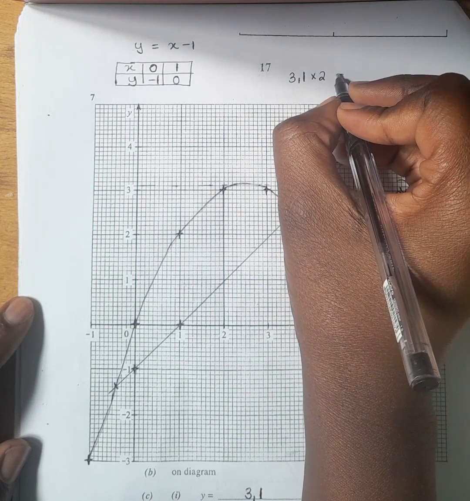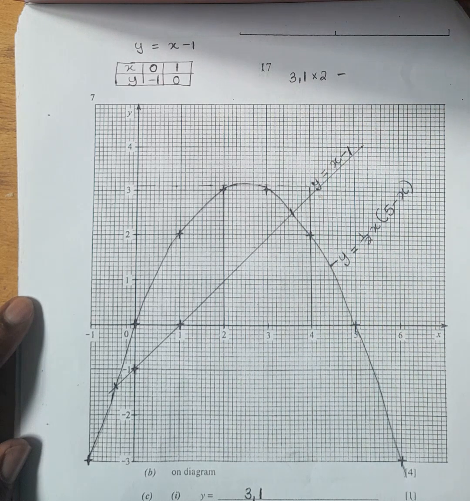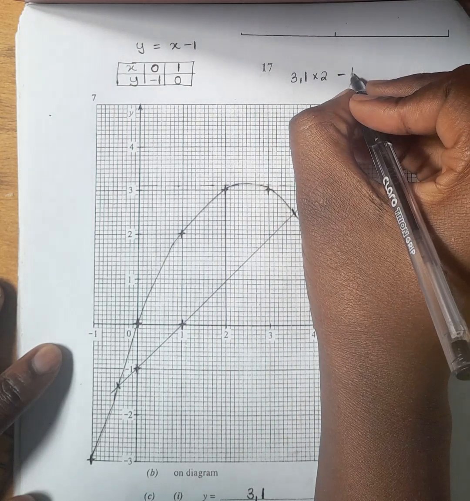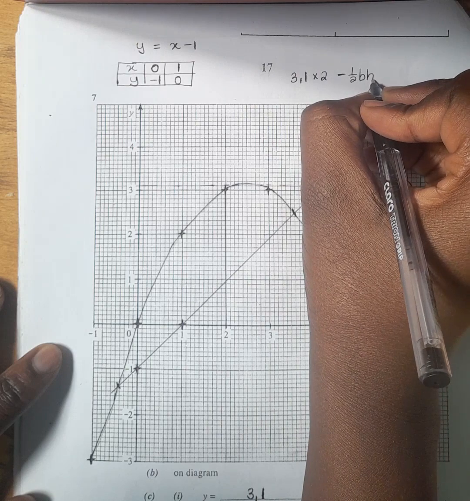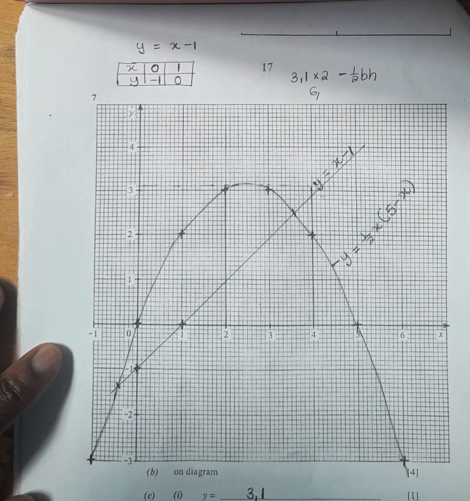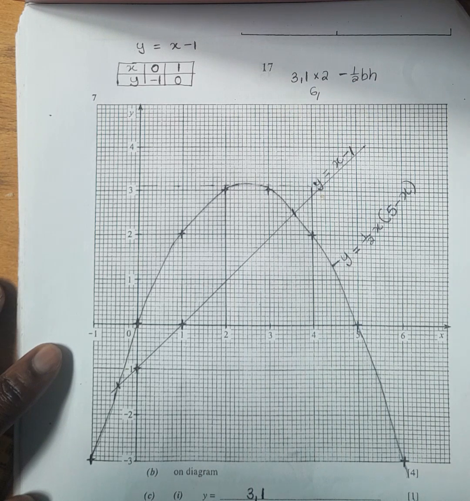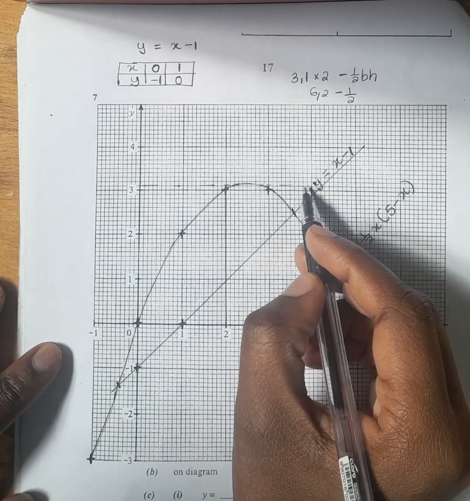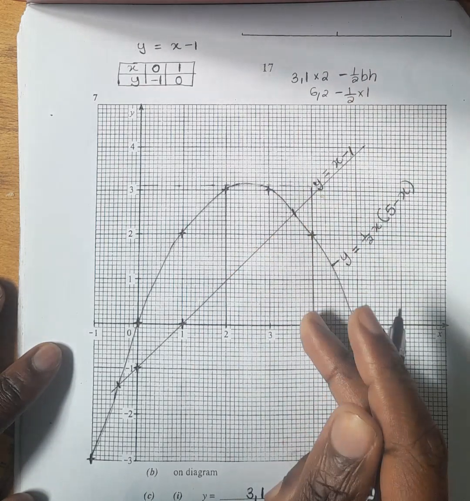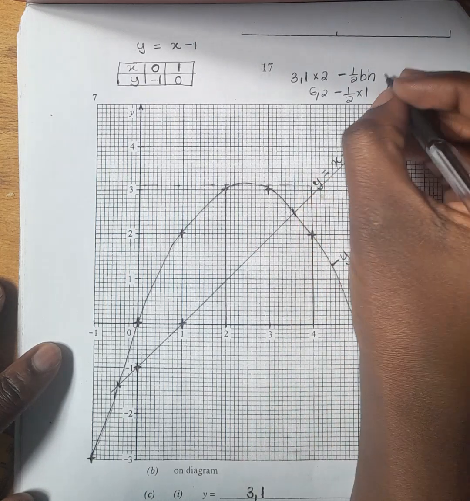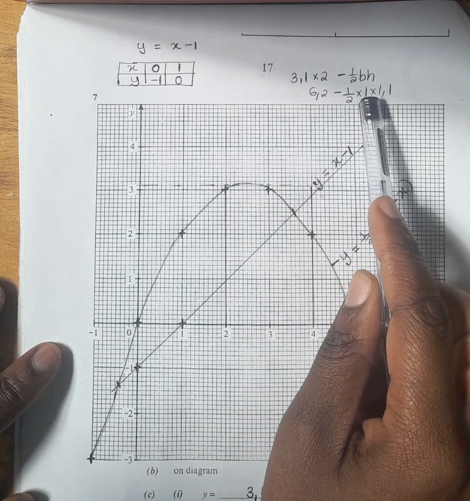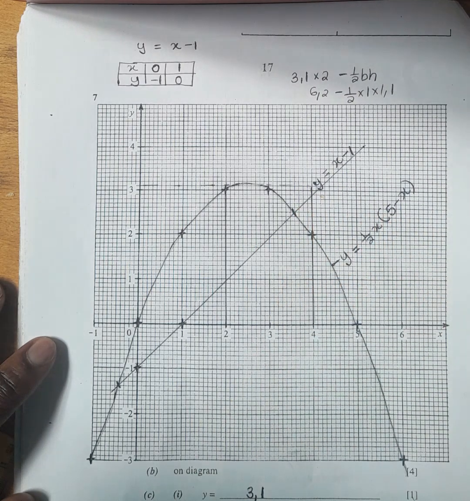And then we deduct the area of the triangle. So the area of the triangle is half base times height. So 3.1 times 2, we get 6.2. So the base is from this point to this point, which is 1. And then the height is 1.1. So we need to subtract: 6.2 minus half times 1 times 1.1.